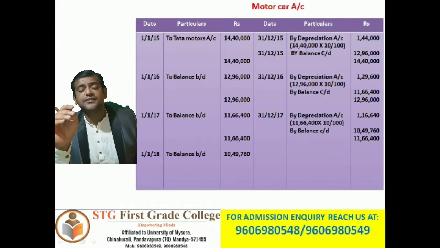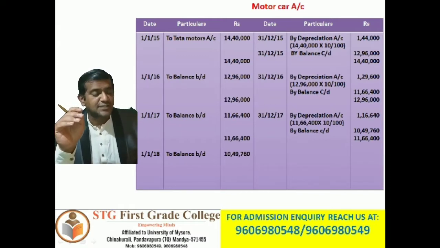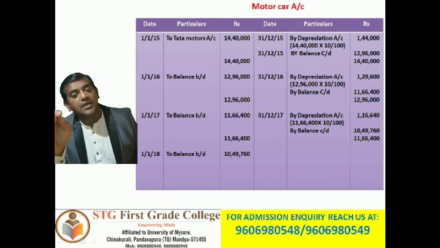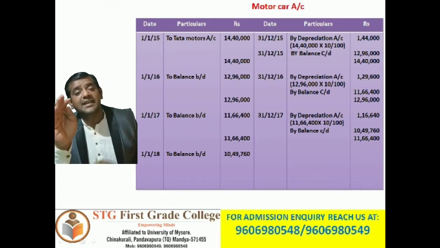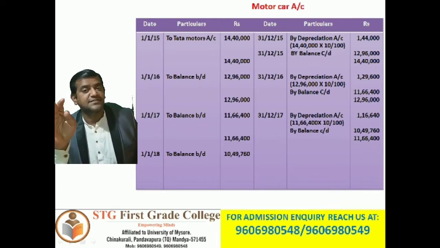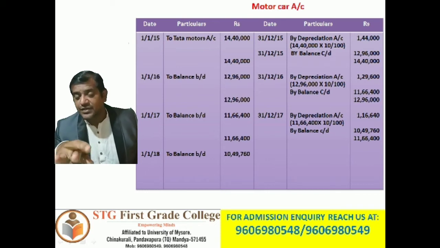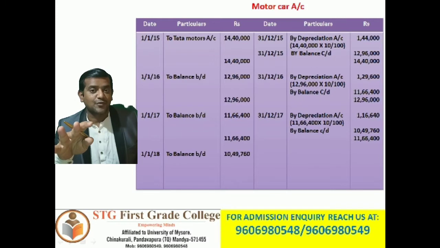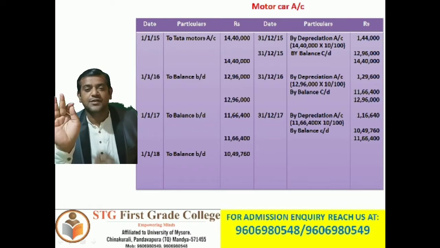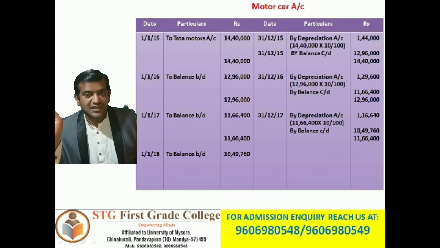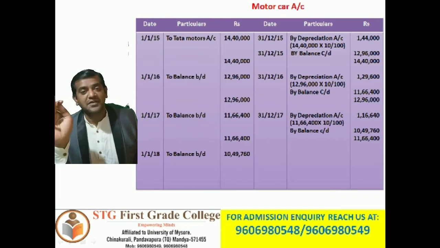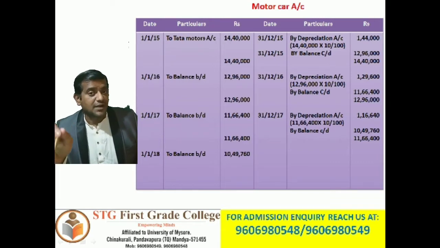That is, we are going to close the account. So next year is 1/1/2018, to balance brought down. So that is going to be 10,49,760. So with this entry, we are done with the motor car account. So it is the simplest problem. So you need not scratch your head. Okay. So anyways, we are done with the motor car account.